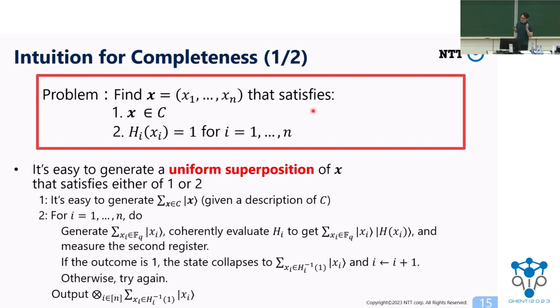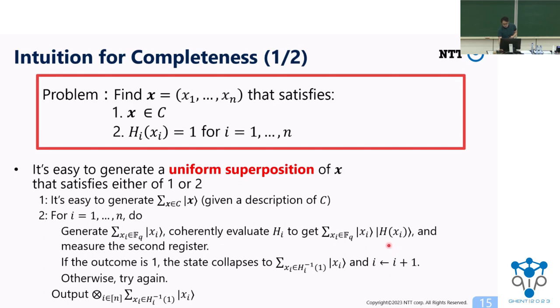And because we are given the description of the linear code C, of course, it is easy to generate a uniform superposition over the elements of C. And for 2, this is also similar to the classical sampling algorithm, which I already explained. So this is done as follows. For each i from 1 to n, I do the following. First, generate a uniform superposition over F_q, and coherently evaluate the random function h_i to get this state.